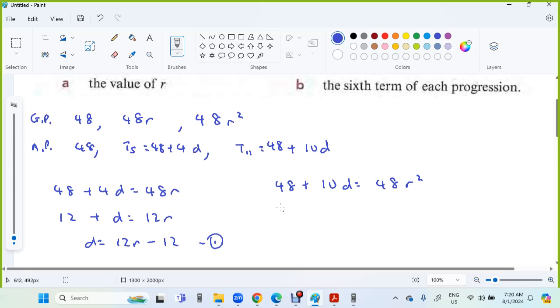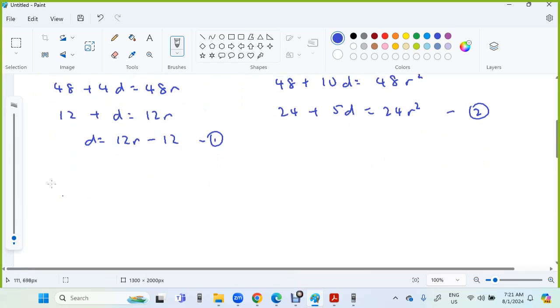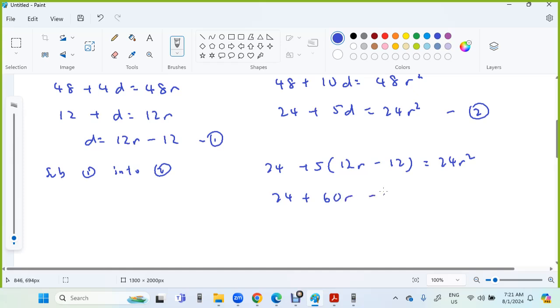Okay, so all divided by 2, then 24 plus 5d equals 24r squared. This is equation number 2. So we sub 1 into 2, then we will have 24 plus 5(12r minus 12) equal to 24r squared. 24 plus 60r minus 60 equal to 24r squared. Then 24r squared minus 60r, and then plus 36 equal to 0.